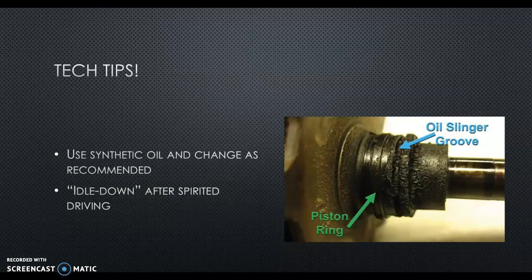So here's a picture of what some of that coking looks like. As oil gets hot and bakes, it's going to turn into this carbonized, coke gunk mess. This gets on the bearings, it gets on all kinds of stuff. So basically, you're going to want to use synthetic oil, a good quality synthetic oil. Change that oil as recommended by the manufacturer.